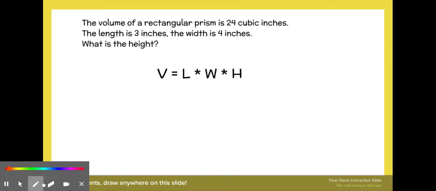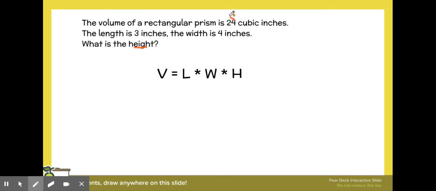We're going to do another one of those examples because that's a little bit trickier of a problem. This one deals with volume. It says the volume of a rectangular prism is 24 cubic inches. The length is 3 inches and the width is 4 inches. What is the height? So when I go to plug into my formula here, I want to make sure I'm putting the right things in.